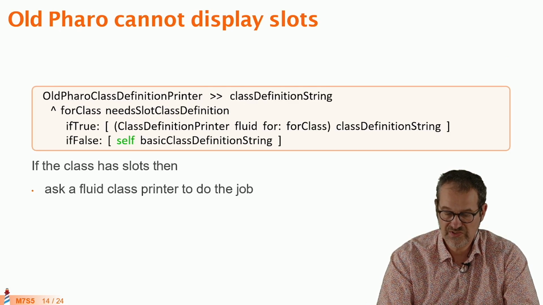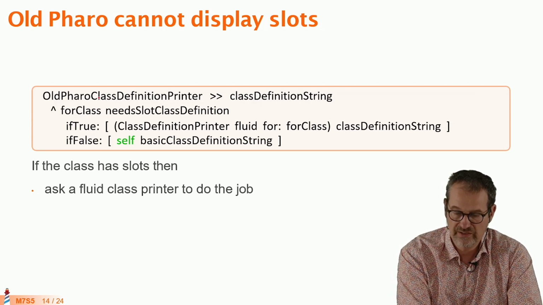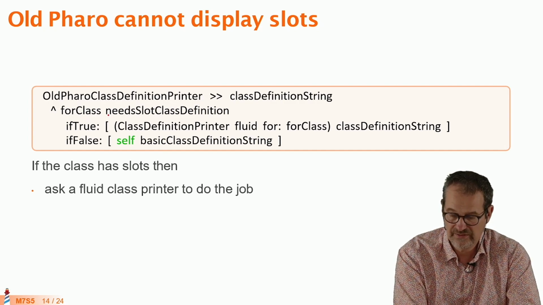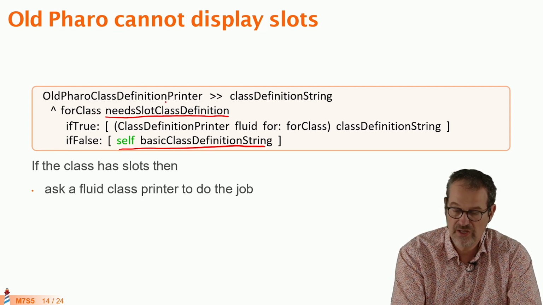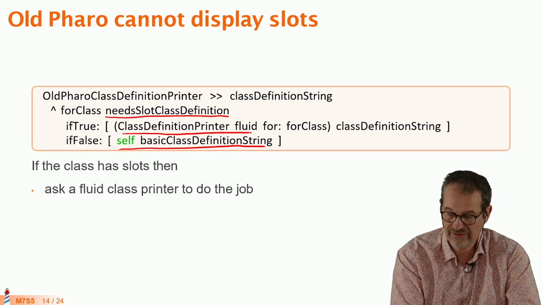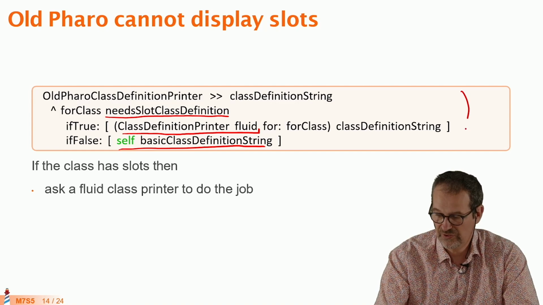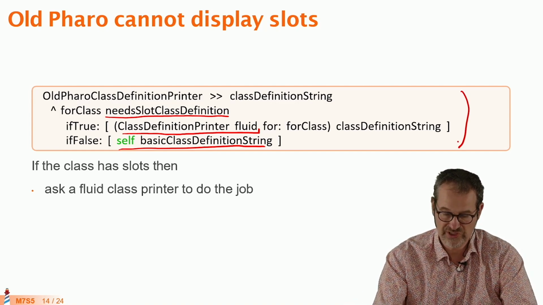What is interesting is that for the old Pharo format, we don't want to display slots. We decided that they should not be displayed to simplify the system. And this means that this printer encapsulates this logic. So here it says, okay, given a class that I should print, I will ask the class, do you need a slot definition? If you don't need it, I will just print a basic definition. If you do, then I will create a different printer and ask this different printer for the definition. So this printer encapsulates and controls the logic, and not the tools or anything.